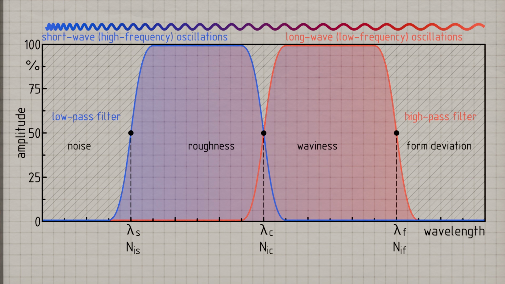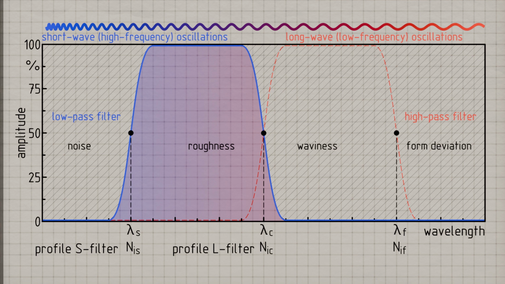In the following, we will focus on the nesting indices for roughness NIS and NIC, as these are most relevant in most cases. The corresponding filters are called Profile S filter and Profile L filter, respectively. Since the surface roughness to be expected can contain rather long wave or short wave components, the nesting indices of these filters must be chosen accordingly.